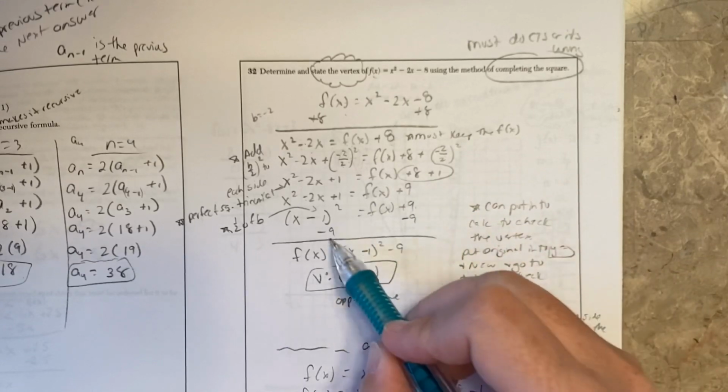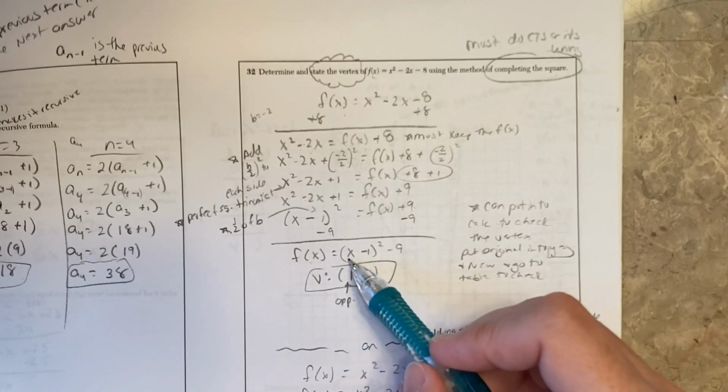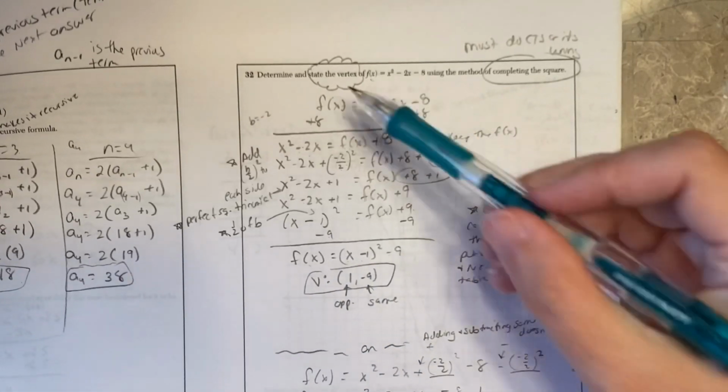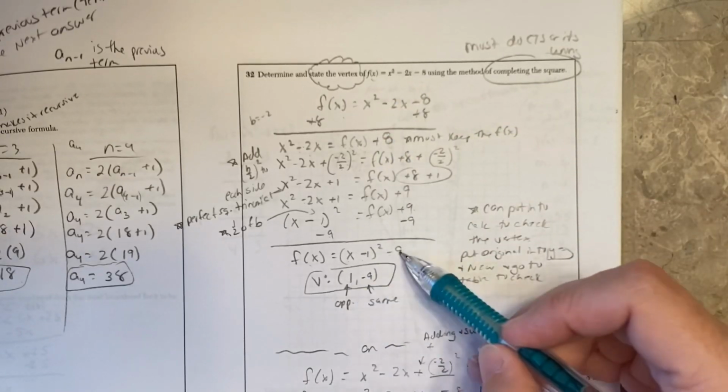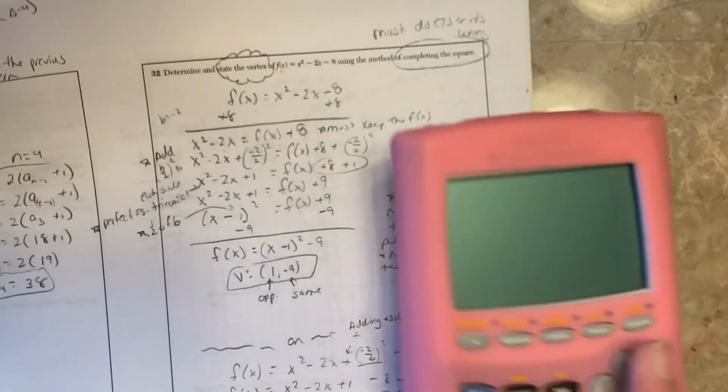Now you move over the 9. Again, I flip the order again. So f of x equals x minus 1 squared minus 9. But don't forget to actually state the vertex, okay? Opposite, same. Opposite, same. All right, and you can also put it in the calculator to check and see if you got it right.